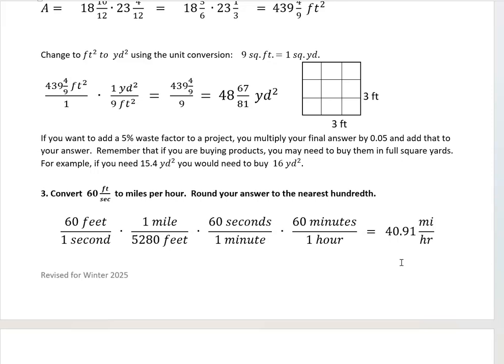Now look at your assignment. It might ask you to round to the hundredth or the thousandth or the tenth. You always want to be checking what you're doing for rounding.